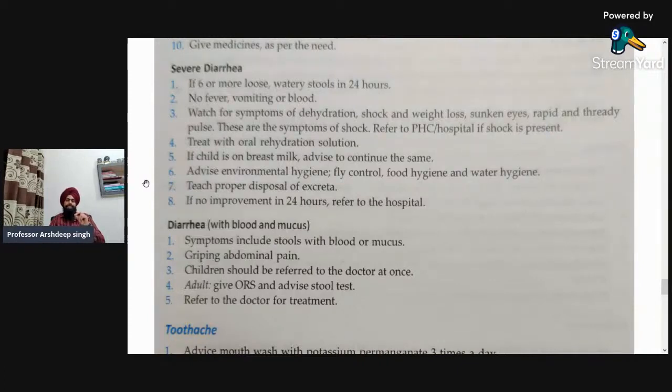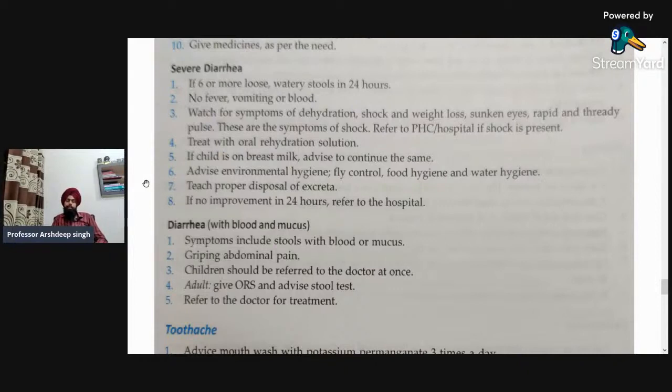Sunken eyes, rapid and weak pulse, these are the symptoms of severe diarrhea. So these are the symptoms of shock, or severe diarrhea with a condition of shock. If this condition is present, immediately refer to the PHC and treat with oral rehydration solution, because it is the assured treatment for this condition.